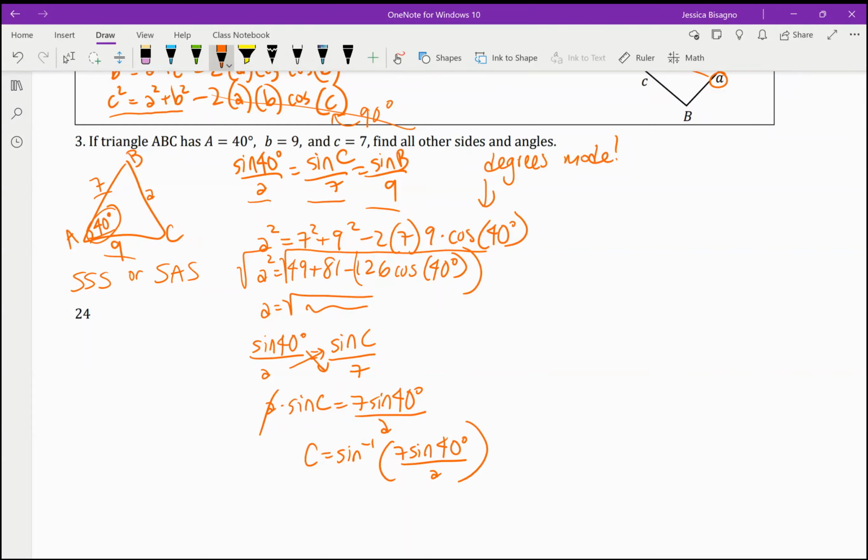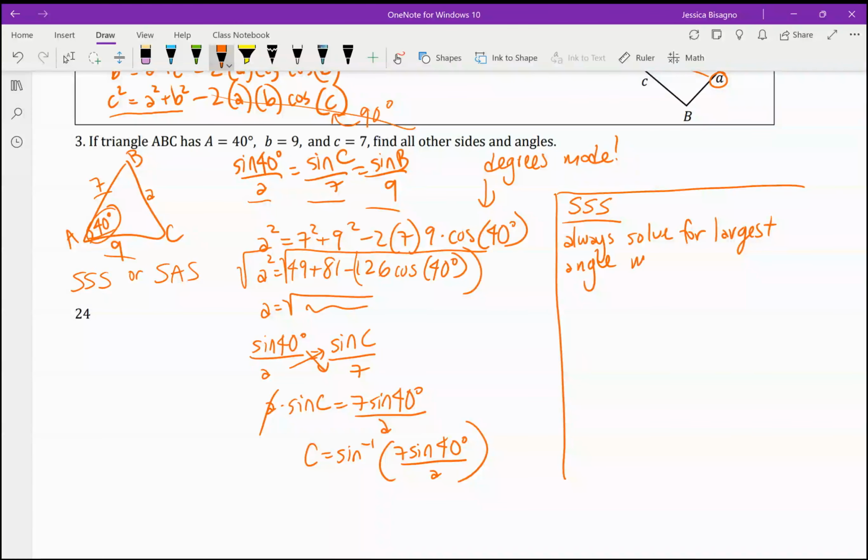Now, I just want to point out one side note that I want you to write down and keep in mind as you do these problems. If you are given a side, side, side case, always solve for the largest angle measure. The reason you want to do that is because there is such a thing as the ambiguous case of law of sines. And if you use the largest angle measure, you'll avoid the ambiguous case.